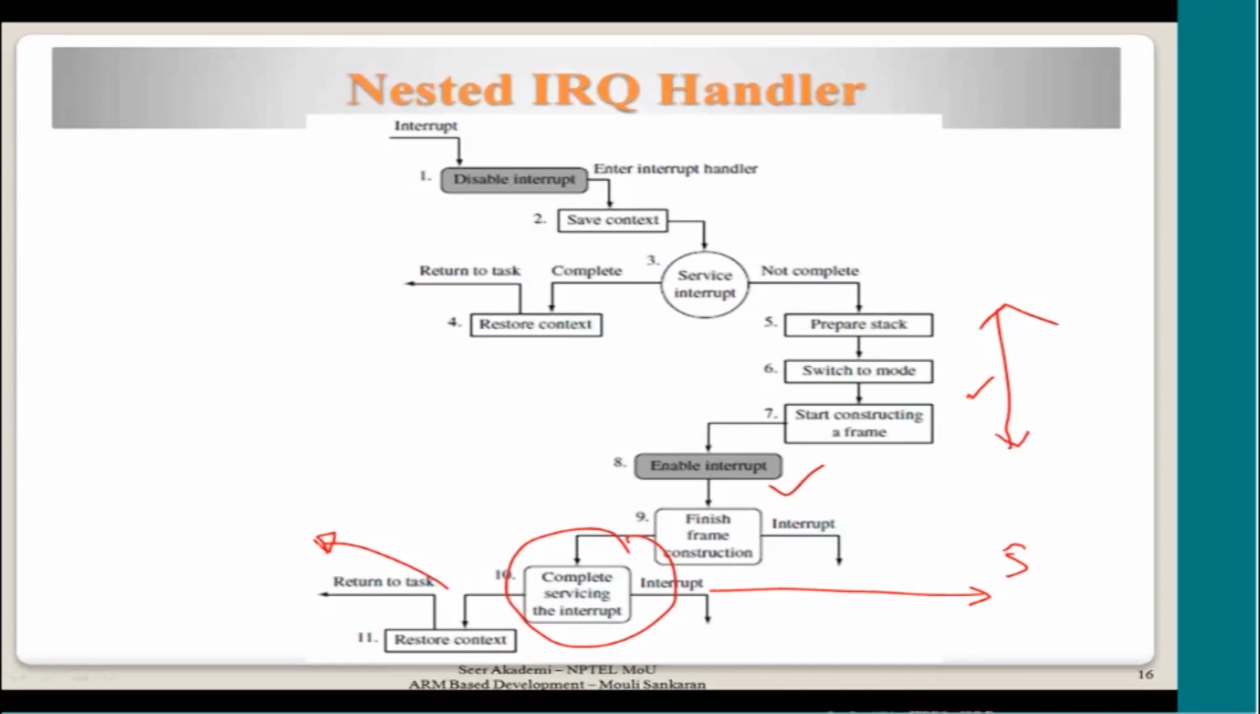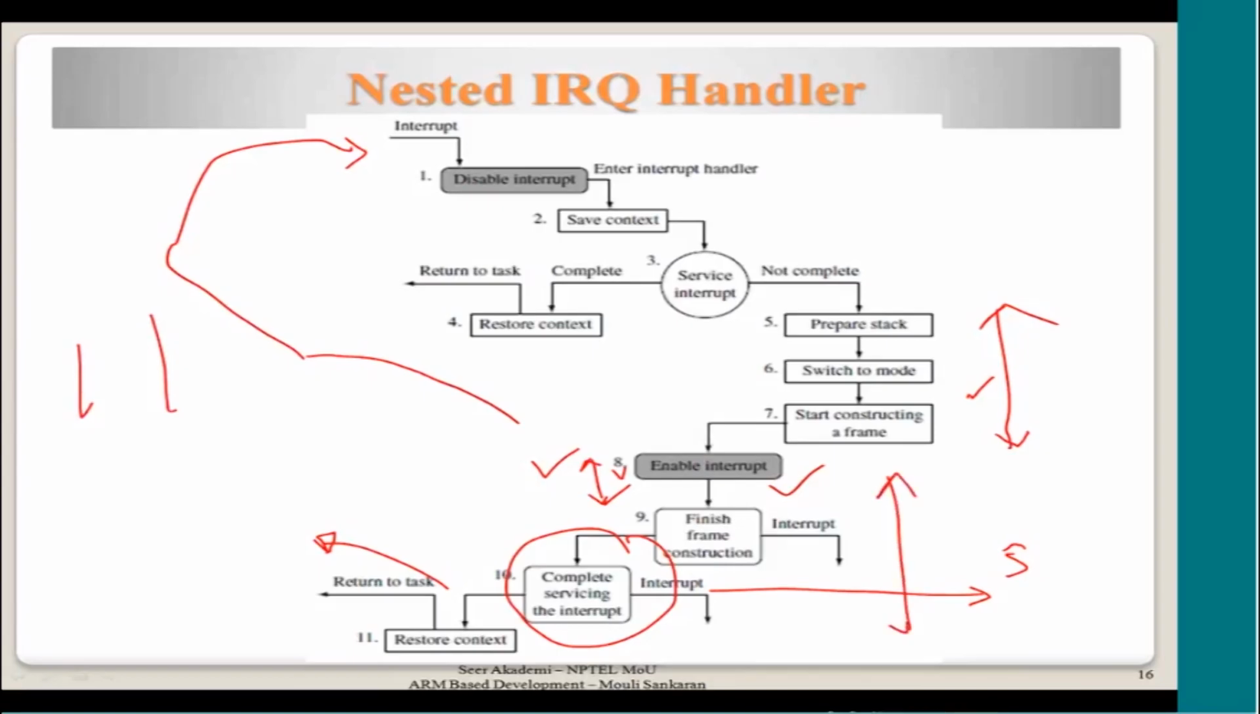So one thing you have to remember, when we enable the interrupt, we are not going back anywhere. It is continuing here. Only thing is, because of enabling the interrupt, the control can be taken back to the IRQ handler again. That means whatever code this second level interrupt processing is running, it will be interrupted.